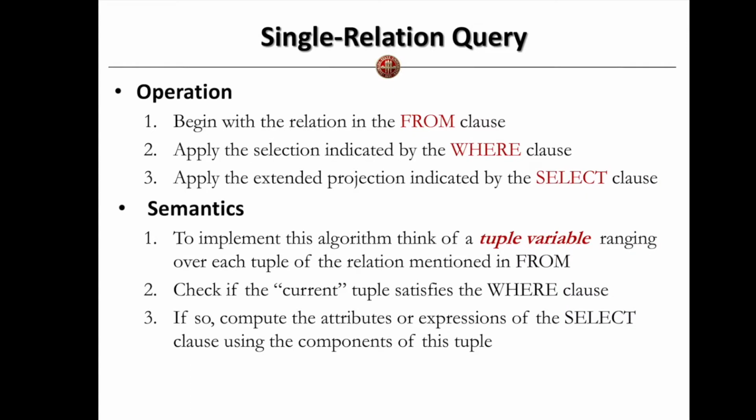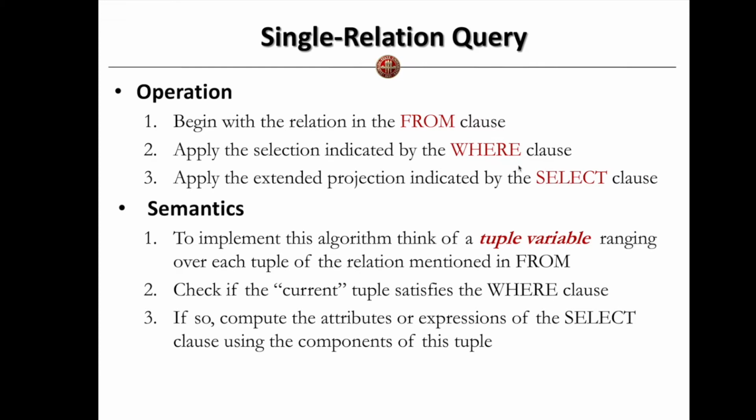I also wonder what the system will do when it sees statements like select from where. Actually, once the system has a core input like select from where, what we do is begin with a relation in the from clause. This from clause indicates the table we're working on, right? So we begin with a relation in the from clause, and then we can apply the selection indicated by the where clause, I mean the conditions we have.